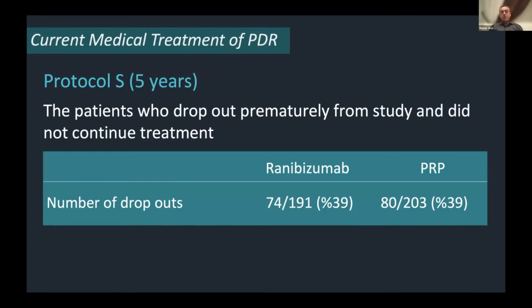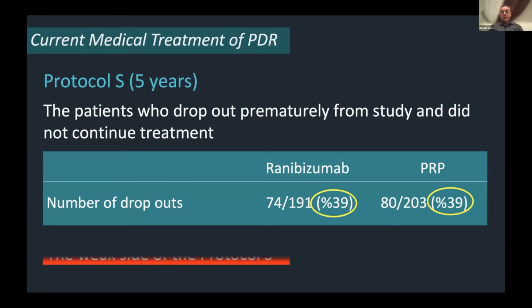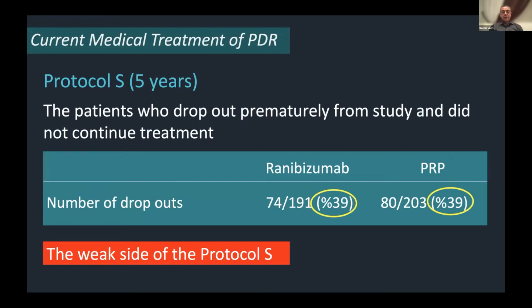What about the patients who dropped out prematurely from the study and did not continue treatment? The rate of these patients is not low at all. In the Protocol S study, almost 40% of patients were lost to follow-up during this trial. And what happened to these patients, we don't know, because there are no results from Protocol S. I think this is the weak side of the Protocol S study.